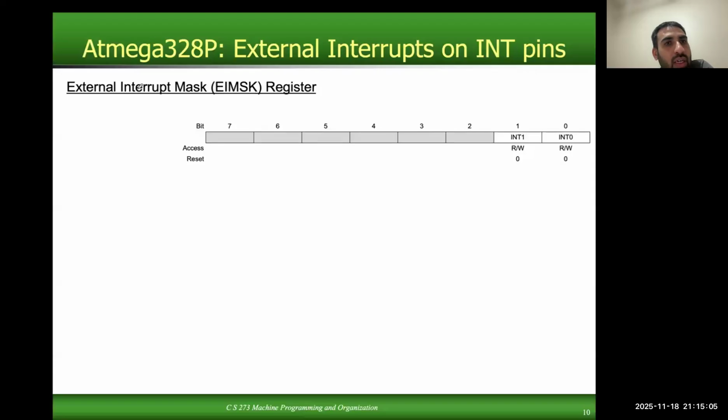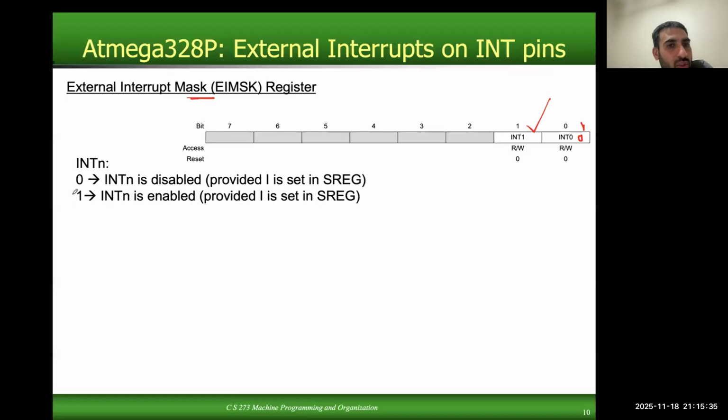The first register is the external interrupt mask register. As is clear from its name, you can use it to mask, hide, or unmask, which means to enable, the interrupt on these two pins. If you write 0 here, you are saying disable the interrupt on INT0. If you write 1, it means enable the interrupt on the INT0 pin, and the same goes for the INT1 bit of this EIMSK register. So 0 means disable and 1 means enable the interrupt.